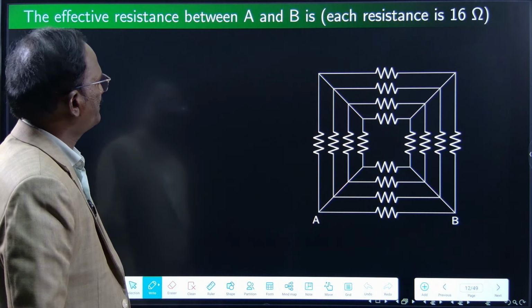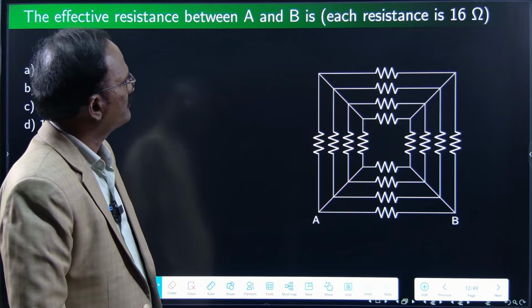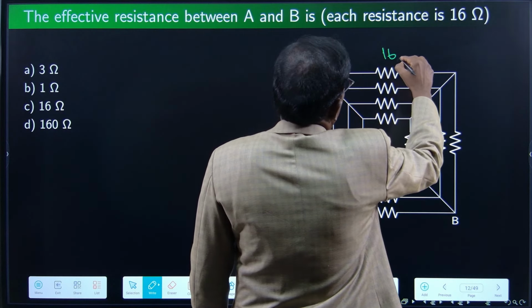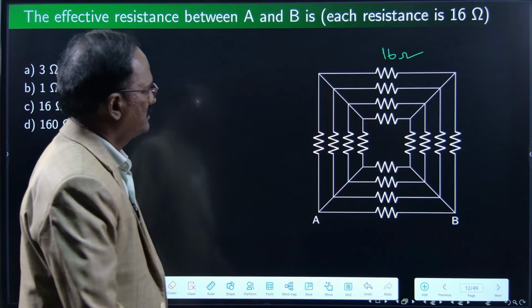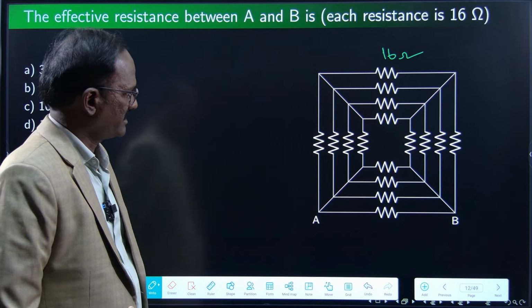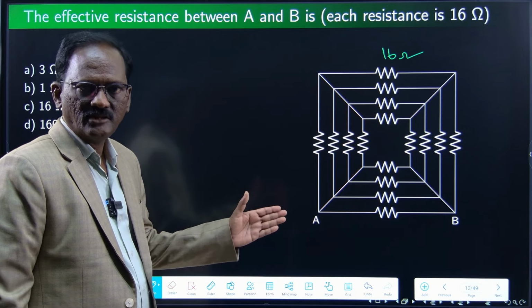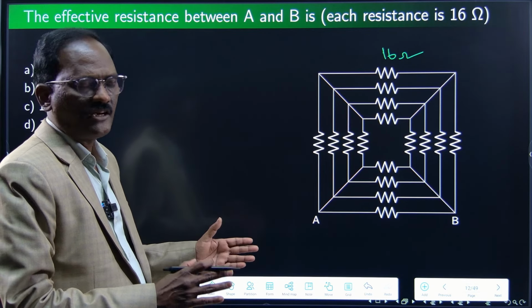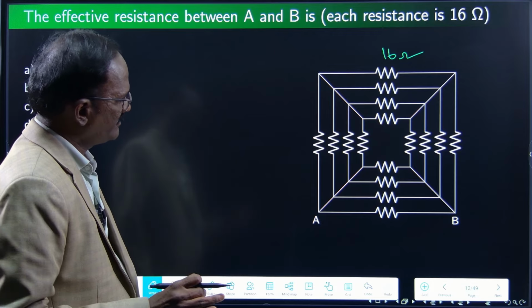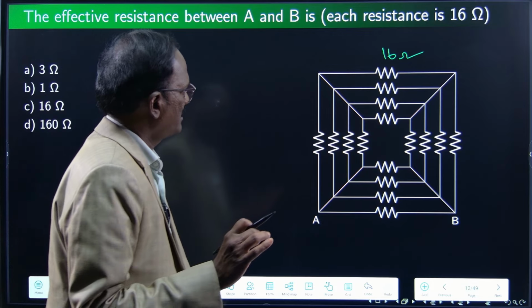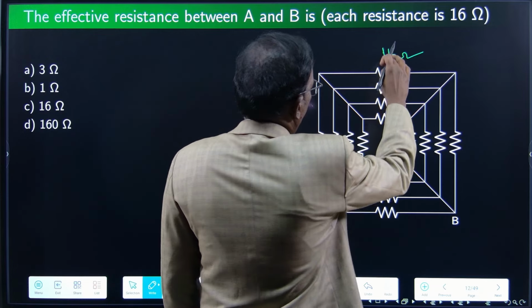The effective resistance between A and B is what? Each resistance is 16 ohms. All the resistors are having 16, right? The circuit may look to be having a lot of resistances, but it is very easy. Within 30 seconds, you can solve the problem. Such an easy problem. 16.